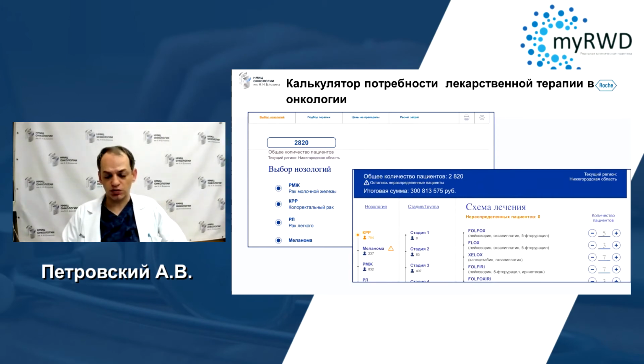So they made calculators to help the specialists in the identification of volumes, although all the calculators were based on expert opinion. For example, we knew that we have this amount of patients with breast cancer of this stage, but what scheme of treatment for these patients? What should be done? What should be provided? Or how many are primary patients? How many patients progress? How many of them get first, second, third line of treatment? So all that is completely expert assessment.